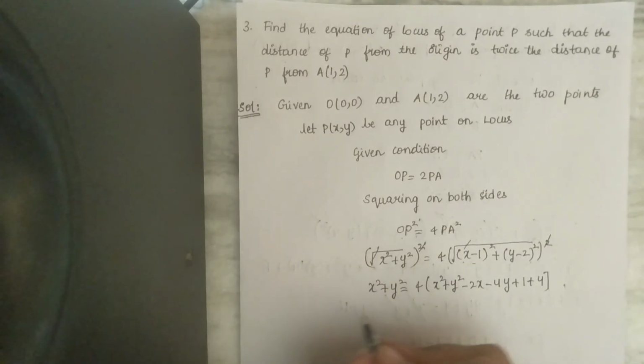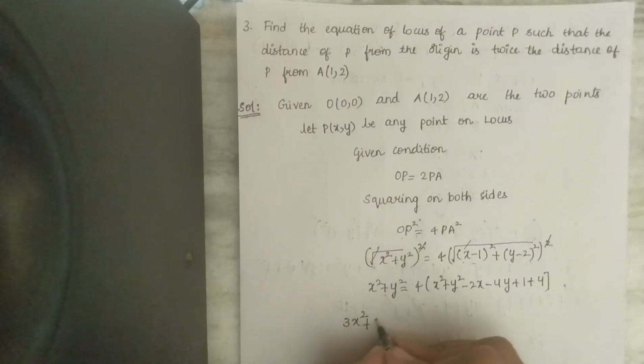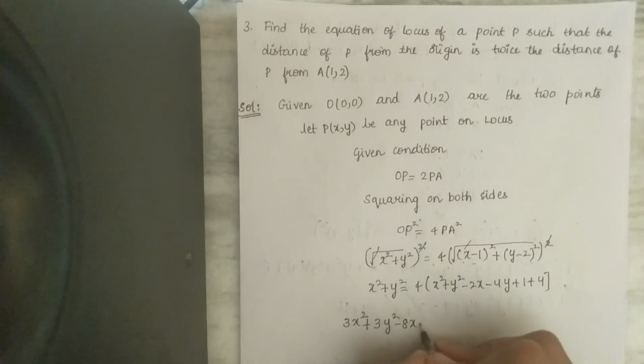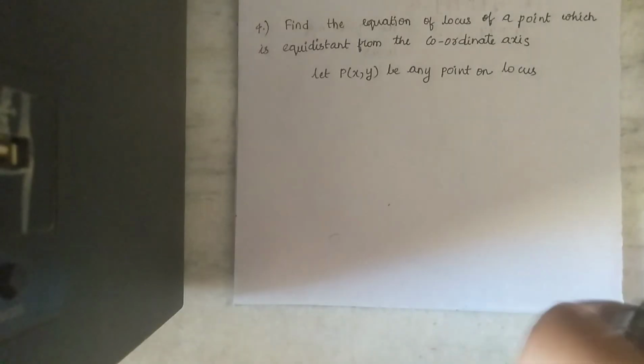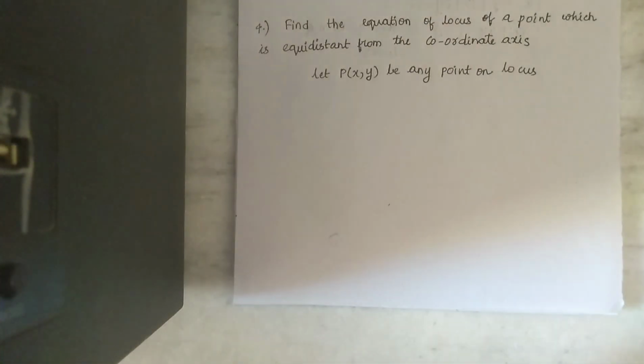So here taking all the terms to a single side, we will get 3x square plus 3y square minus 8x minus 16y plus 20 equal to 0. So this is the required equation of locus. This is the fourth sum in the exercise.